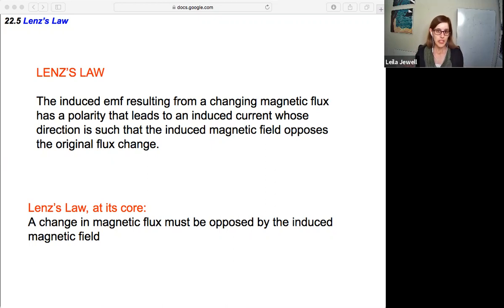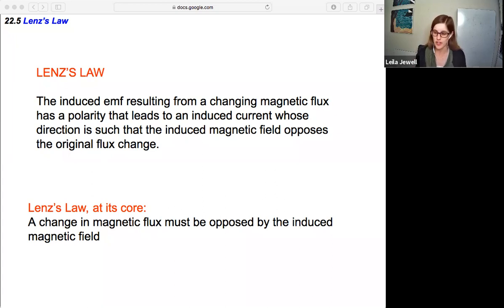But the boiled down statement of Lenz's law is that a change in magnetic flux must be opposed by the induced magnetic field. So when you have a change in magnetic flux, it will induce a magnetic field, but that induced magnetic field is going to oppose whatever change happens.